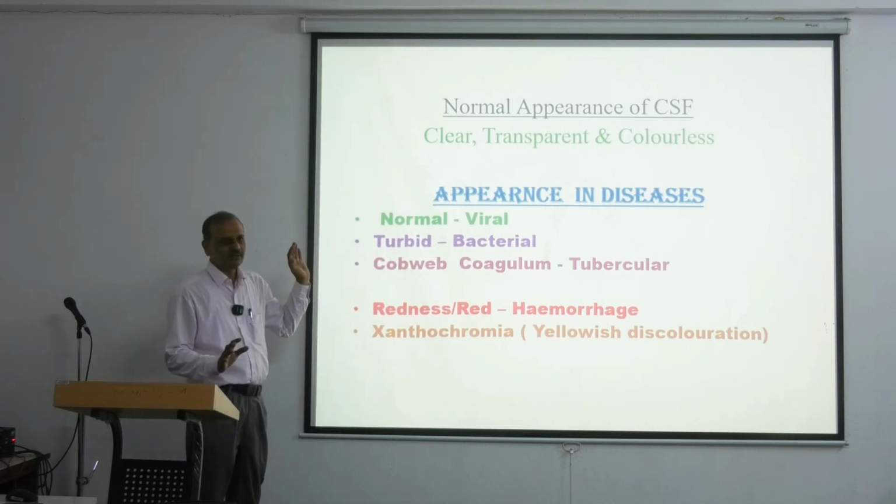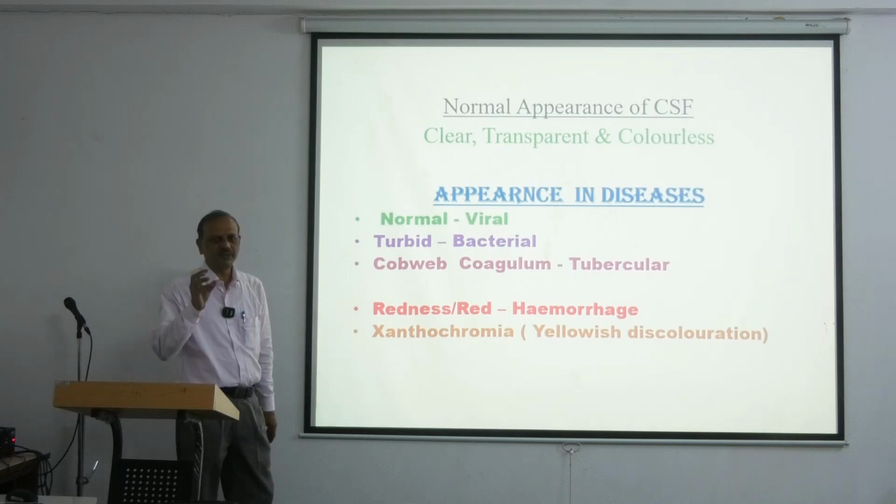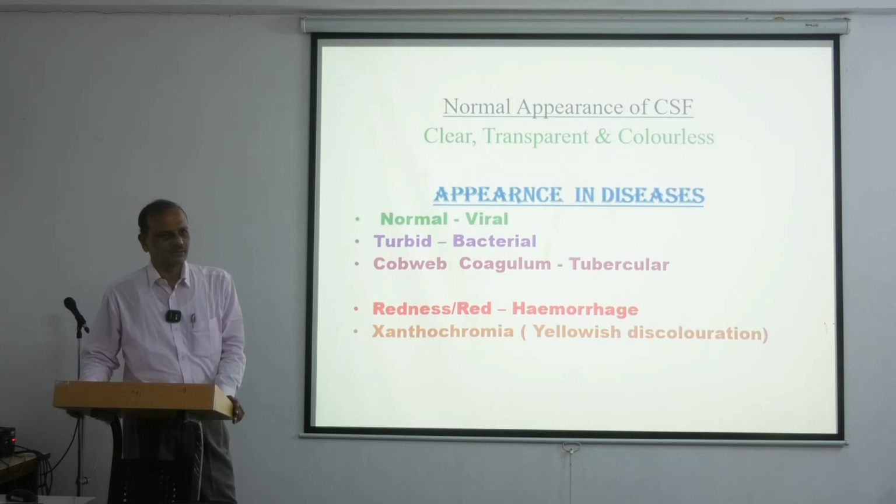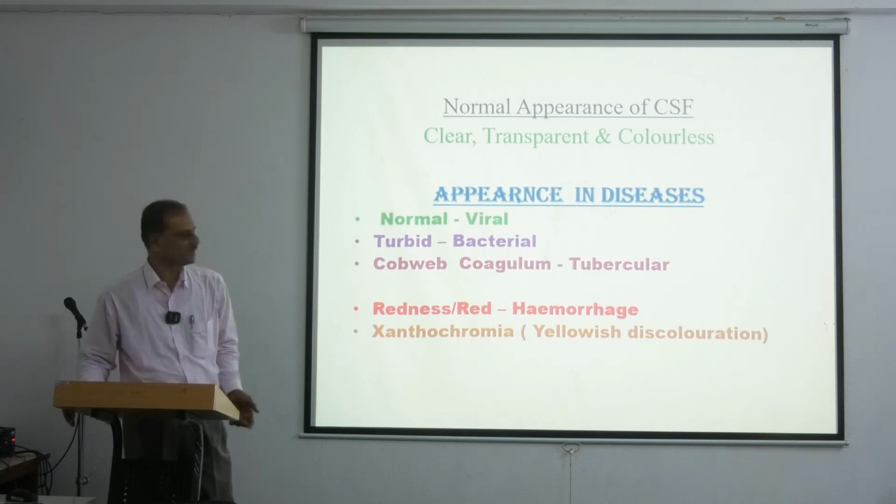Turbid, it is bacterial. Turbid means there is pus formation. The more the infection, the more the pus cells, the more the turbidity. It will look like a normal pus cell. I will show you the picture.